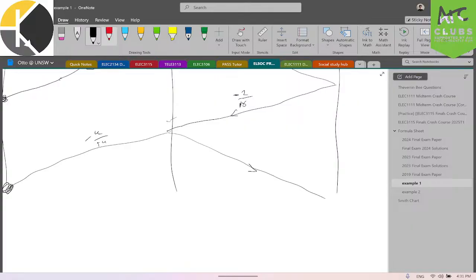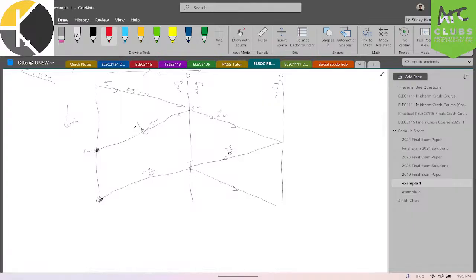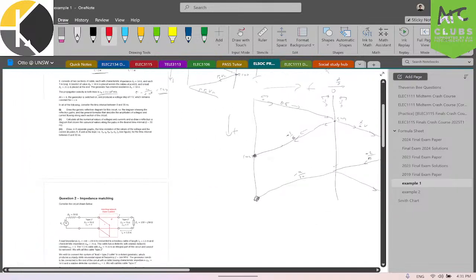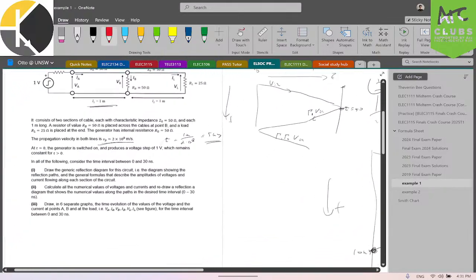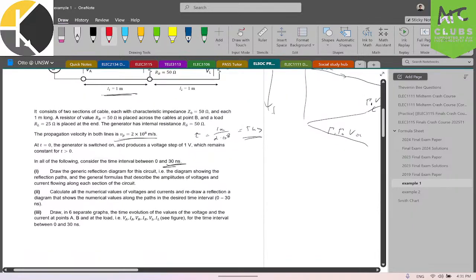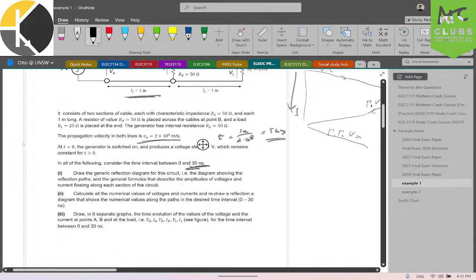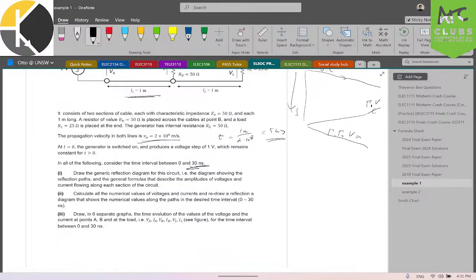Like in the exam conditions, rather than do fractions, it's much easier to just write down decimal values. And you do this until 30 nanoseconds. And the question also asks to find voltages. You need to find voltages and currents.